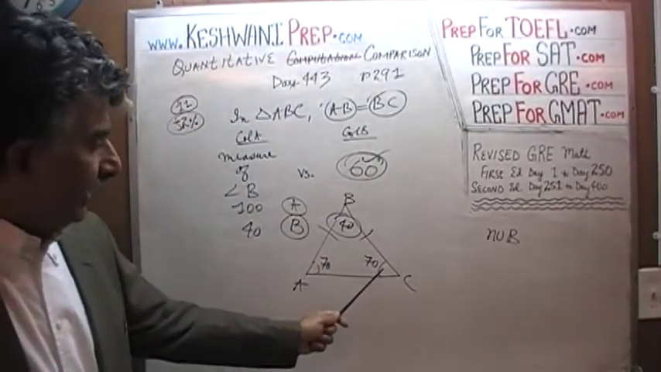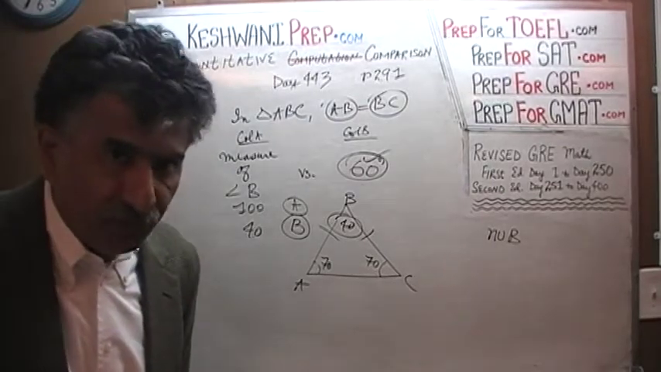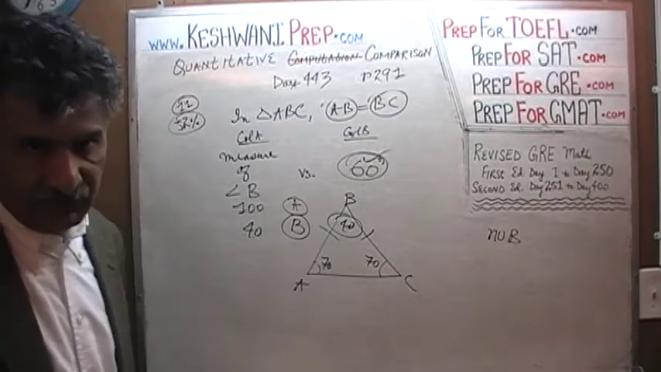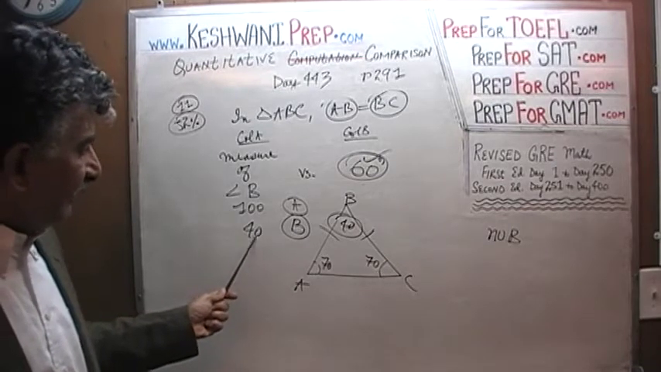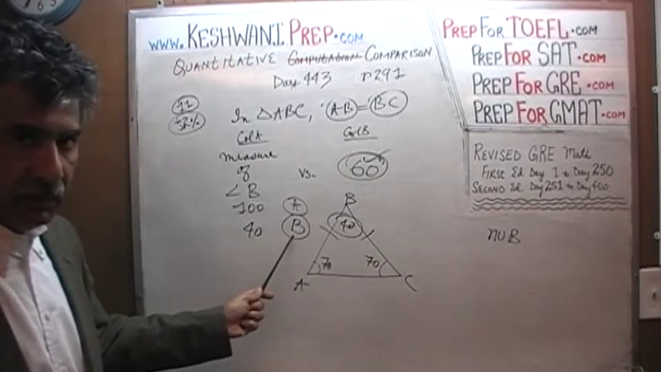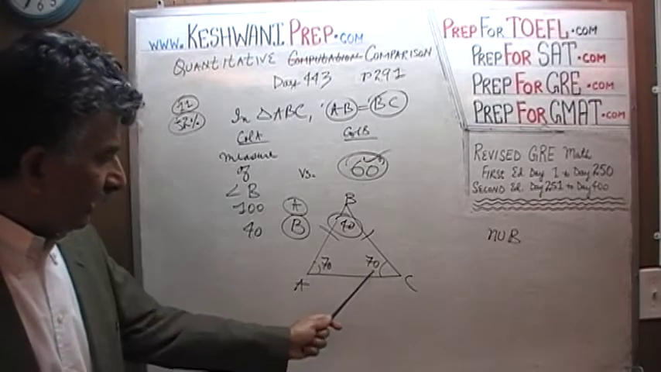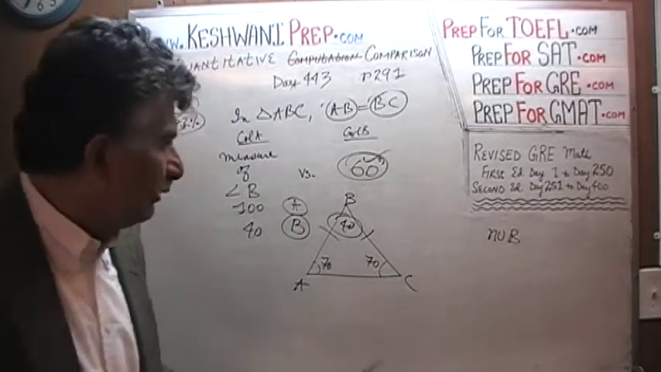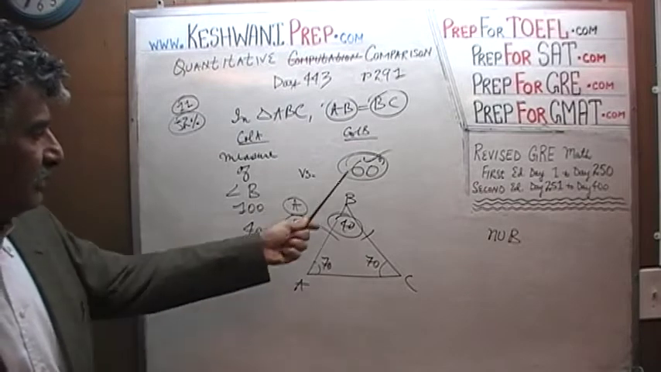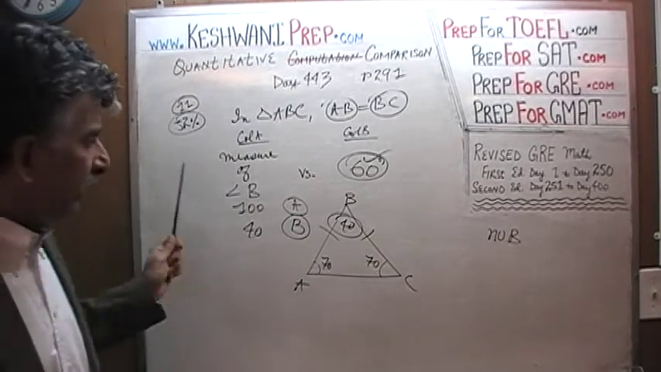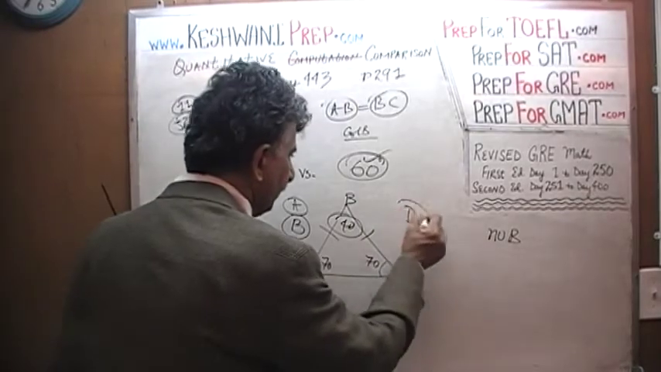If angle A and angle C happen to be something more than 60, then B would be less than 60, in which case we're comparing something less than 60 versus 60, and the answer would be B. On the other hand, if angle A and angle C happen to be something less than 60, then B would be more than 60. We see right here, 100. In which case, the answer would be A. Since we're getting contradicting answers, the answer is D. The answer to this problem is D.